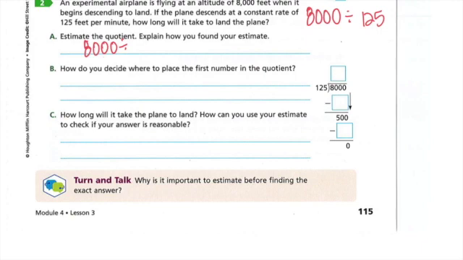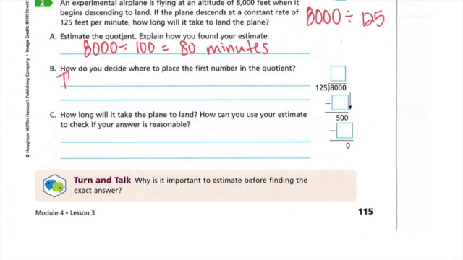So if we were to estimate that, well, we know 8,000 is a good estimate. And then I'm going to round 125 to 100. And then when I do that, I'm going to get 80 minutes. All right. How do you decide where to place the first number in the quotient? So we are doing the long division, and how do we know where to put our numbers in our problem? Well, I know that 125 cannot go into 8, cannot go into 80. It has to go into 800.